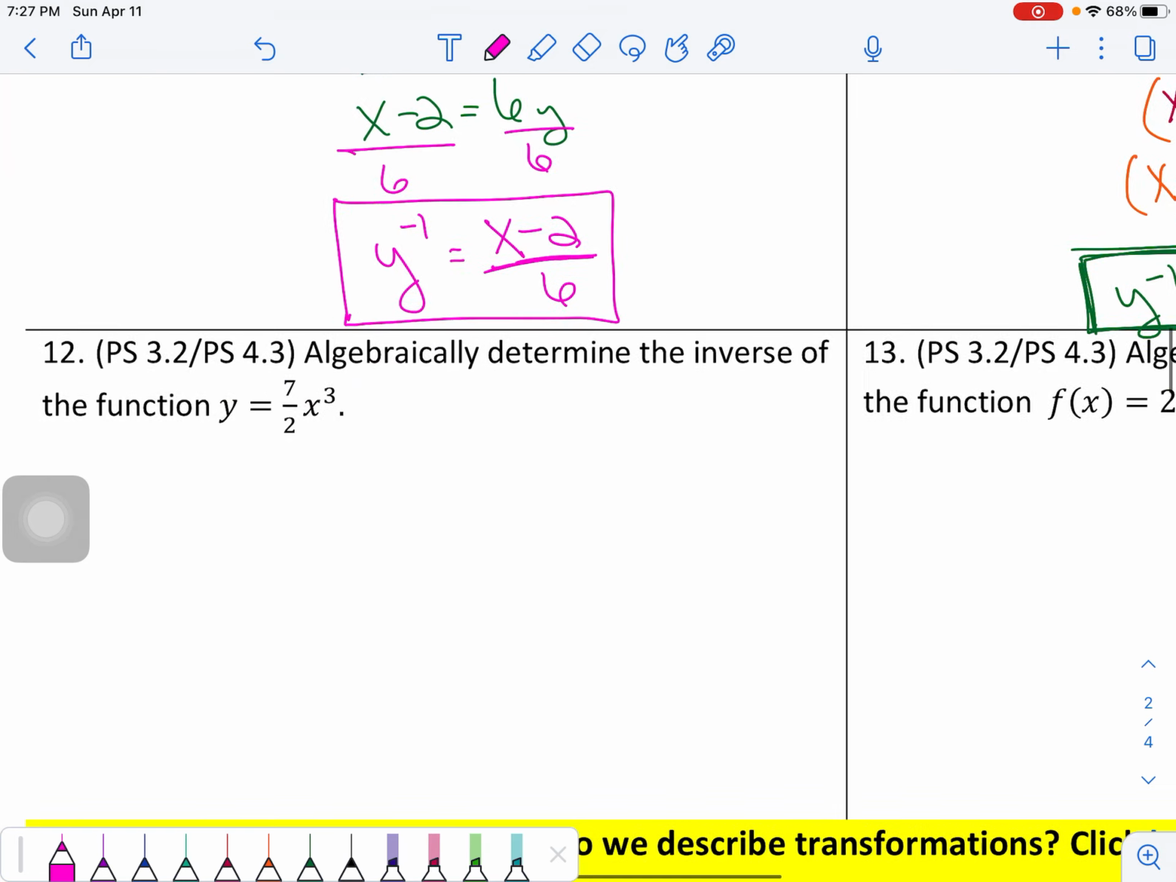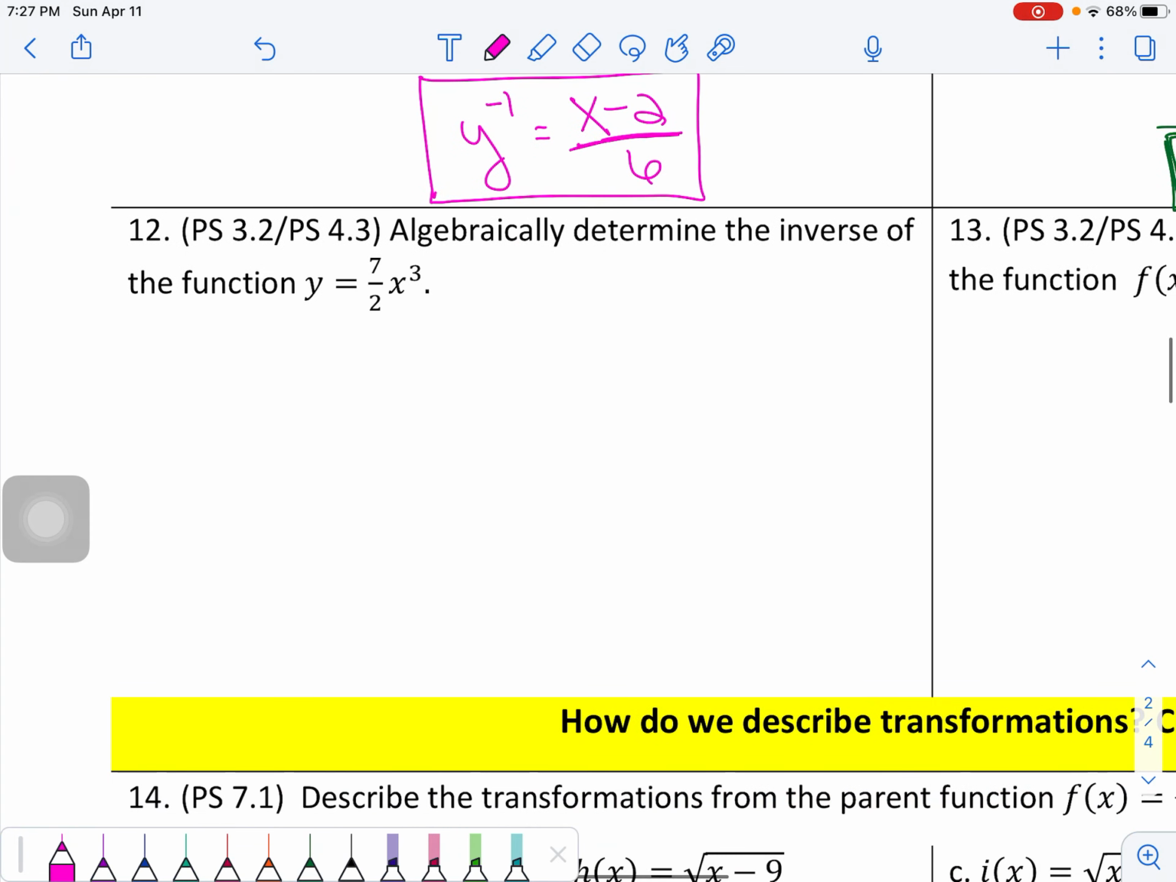All right, problem number 12, still doing the same work here. Where I have a y, replace it with an x. Where I have an x, we're going to replace it with a y. My job is to get y by itself.